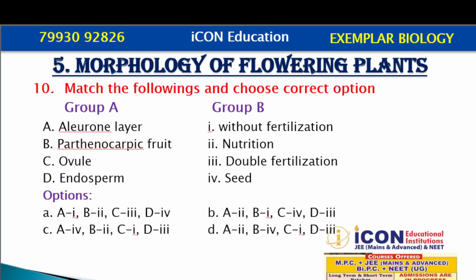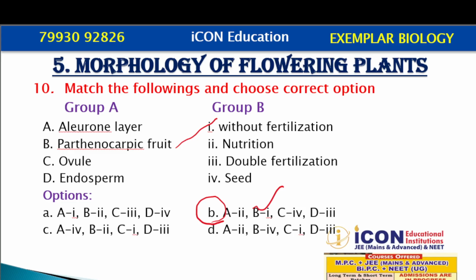Now question number 10. Match the following and choose the correct option. Students, whenever match the following questions are given, you have to go with the answer which you are sure of. For example, the easy one is parthenocarpic fruit. Parthenocarpic fruits are formed without fertilization. B1 is there in only one of the options, that is option B. In this way you can quickly select the answer, save time and eliminate the wrong answers.